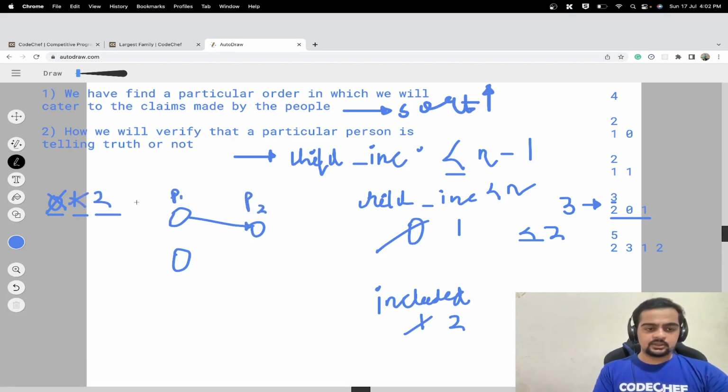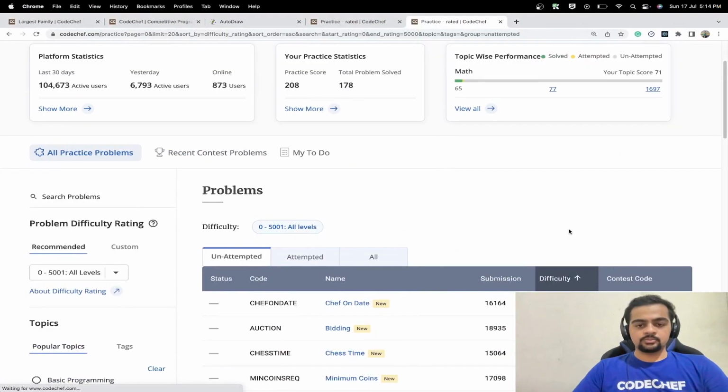Coming to the third claim, he is claiming that he has 2 children. Now if we include this, our number of included children would become 3, but that would surpass the limit. Our limit was 2, so this is greater than 2. So obviously we cannot include this, so our answer would be 2 only for the third test case, that is the maximum number of people that we can include, or the maximum number of truth tellers that we can include is 2. I hope the problem approach was clear to you guys.